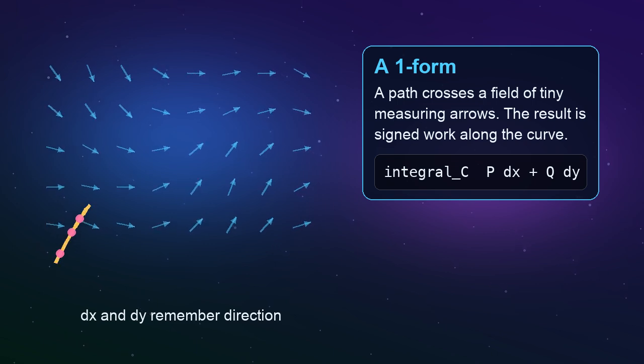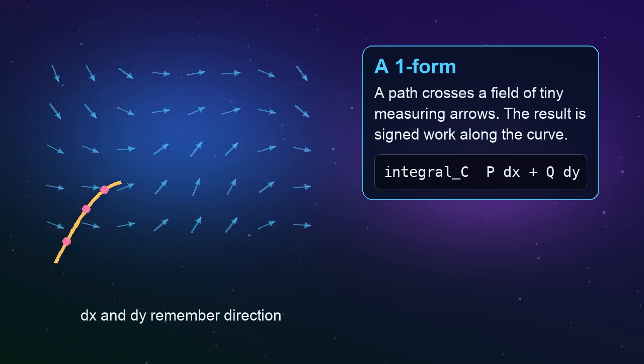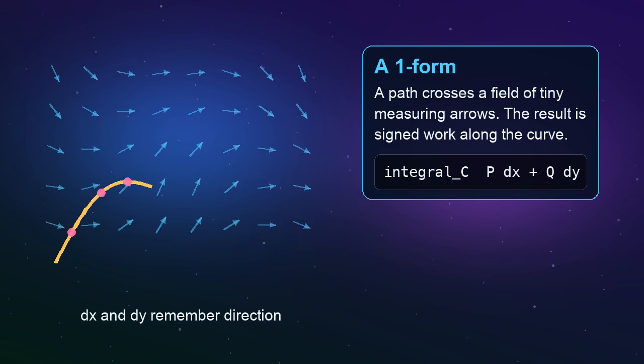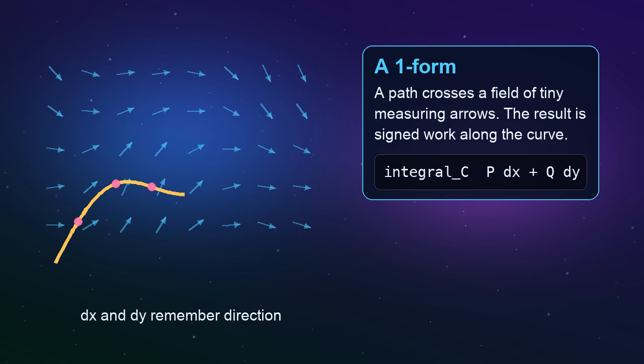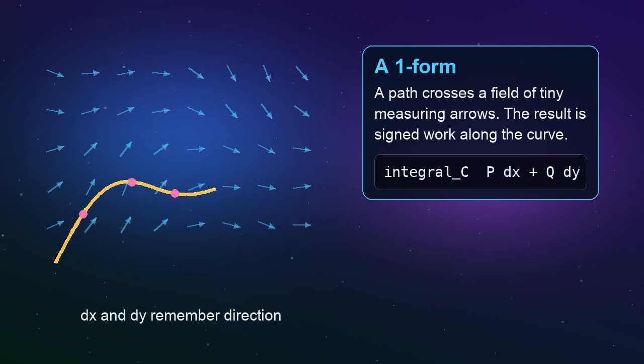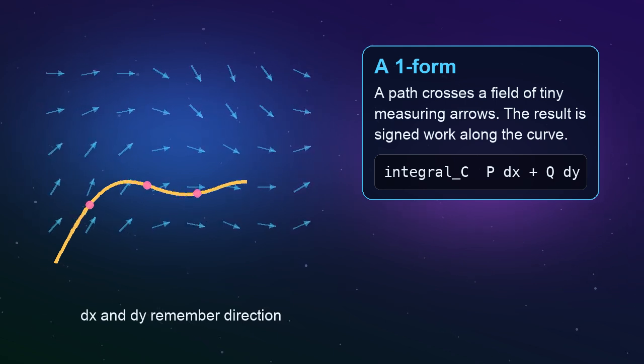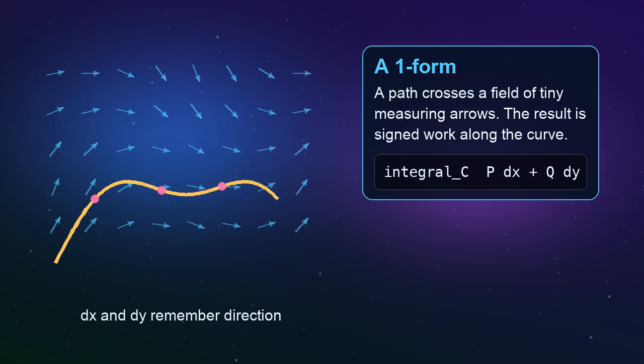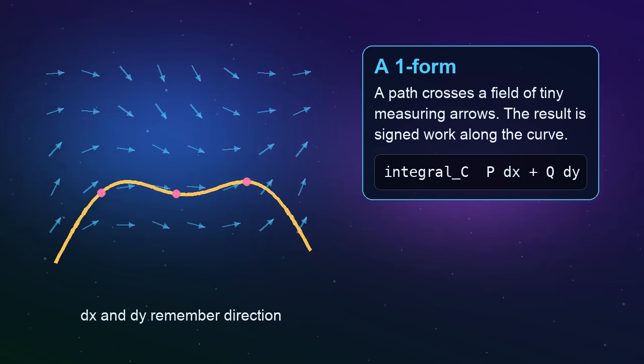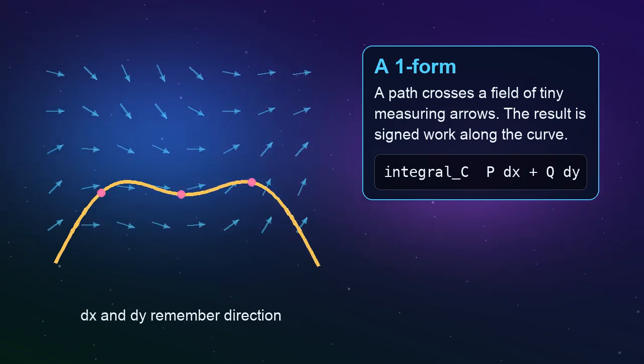Think of a one form as tiny arrows painted on space. When a curve crosses them, the one form measures signed work along the path. That is why the integral of a one form looks like this. Integral over a curve C of p dx plus q dy. The symbols dx and dy are not just tiny numbers.